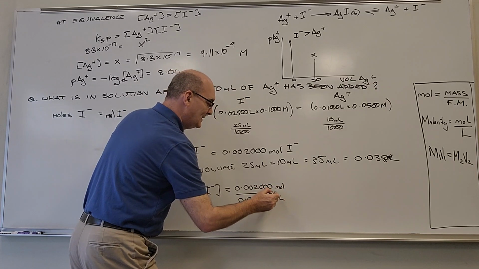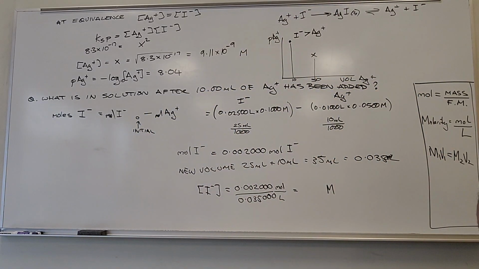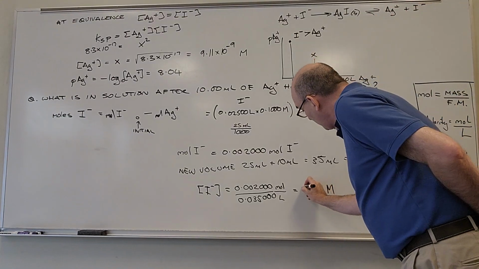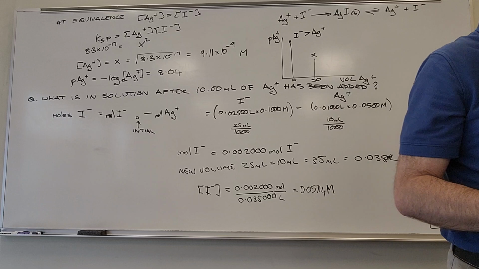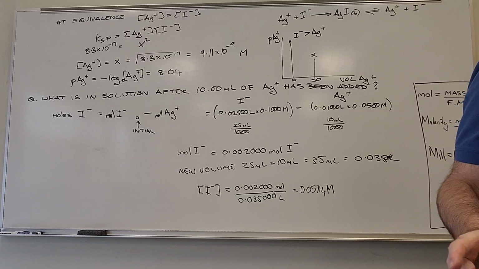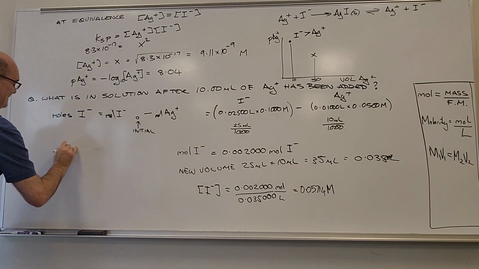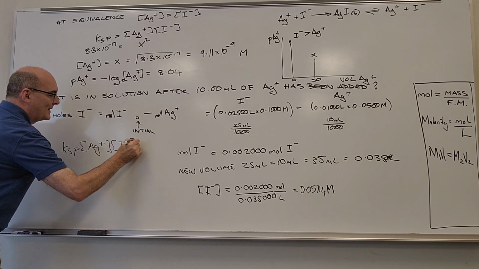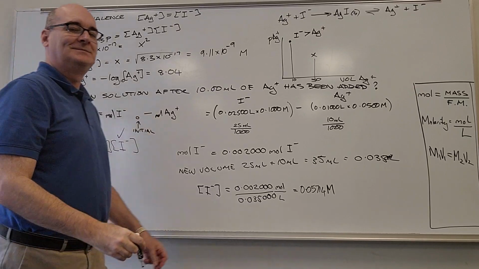moles, and that is liters. That gives you a number in moles per liter. That is 0.0574. Okay? All right, we'll stop there. Here's what we do next, but we're not going to do it. Ksp is that number multiplied by that number. We just found that number. We know that number. We're going to find that number. Okay?